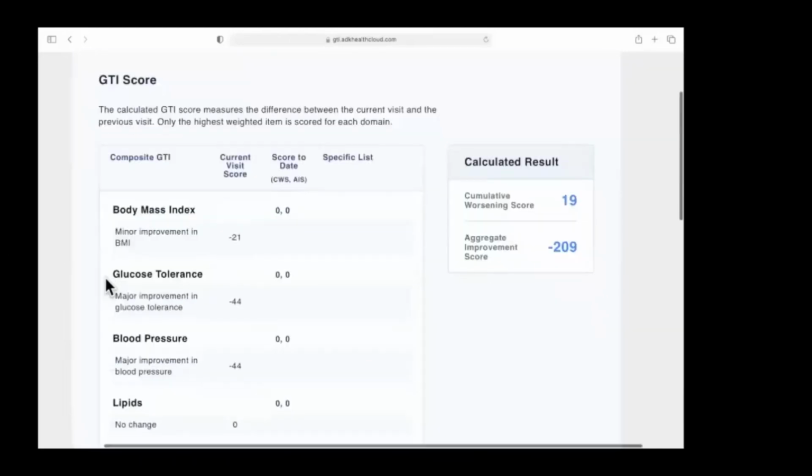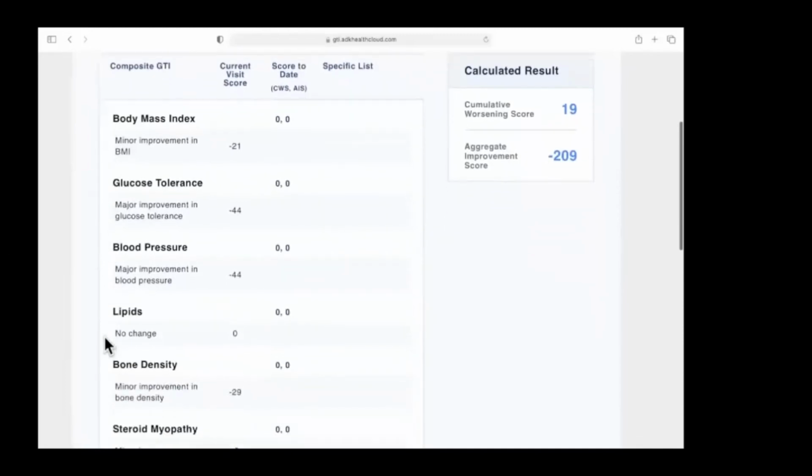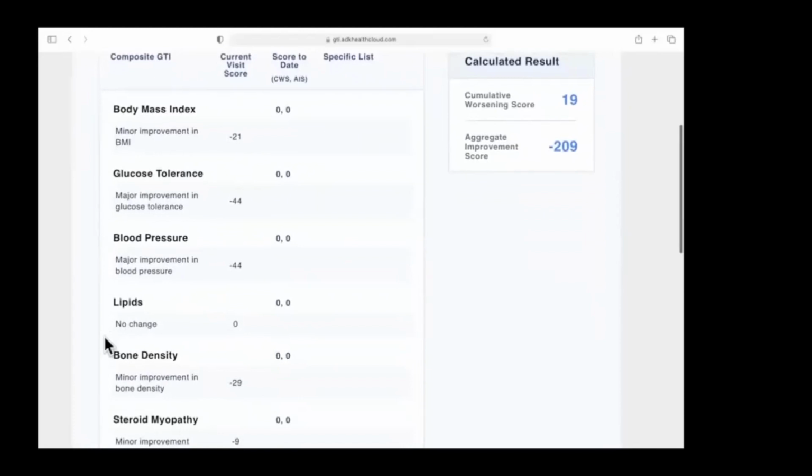Over on the left-hand side, you see the individual domain scores. And then in the upper right, you see the cumulative worsening score and the aggregate improvement score. And what this demonstrates is that there has been a little bit of worsening. The patient did have an episode of oral candidiasis between baseline and week 13, but all in all, there was substantial improvement in steroid toxicity. AIS had actually improved by minus 209 points.